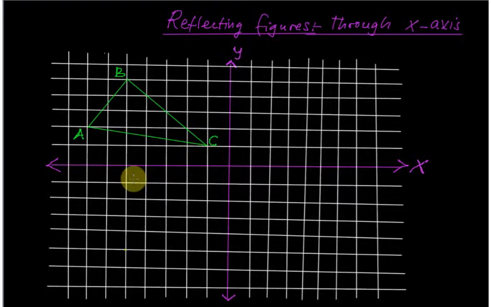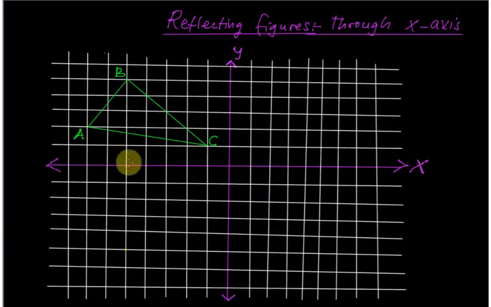Okay, so we talk about reflecting figures through the x-axis. Now this is a figure we talk about. This is A, B, and C, and this is a triangle. So when we reflect through a given line, it means that we are making that line our mirror.